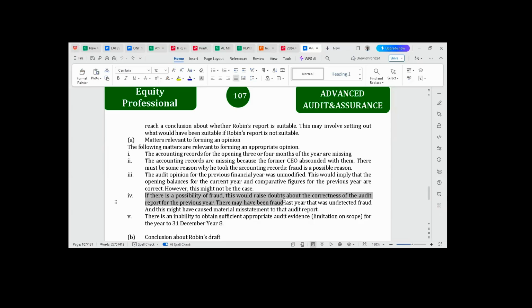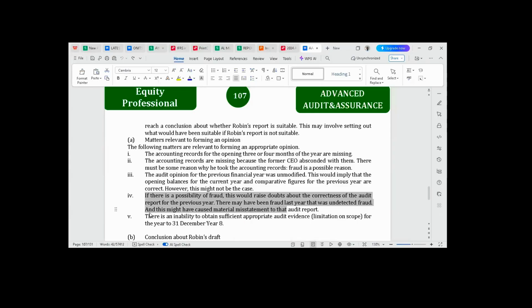This would raise doubt about the correctness of the audit report of the previous year. There may be some fraud last year which was undetected, and this may have caused material misstatement in that audit report. That is, there could be a possibility of fraud. But what they are saying here is that probably it was not detected in year 7. Maybe the approach the auditor used that time would not detect whether there was fraud, because otherwise, what would have made the CEO abscond with the accounting information in April year 8?